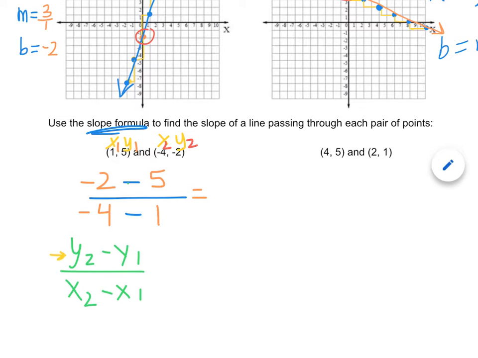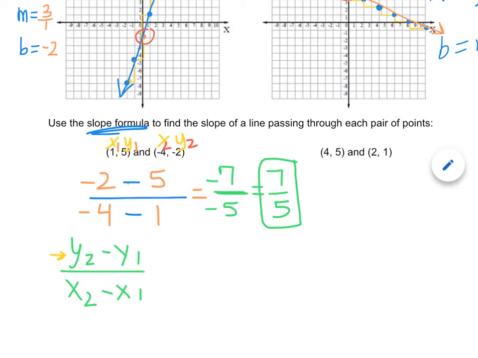-2 minus 5 is -7. And -4 minus 1 is -5. A double negative seems pretty odd looking, but a negative divided by a negative is a positive. So our final answer is 7/5. And we can leave it improper.